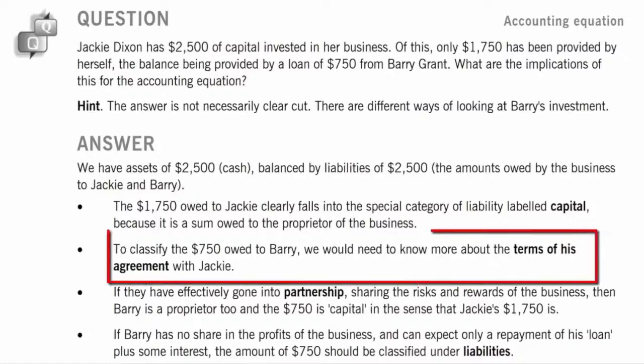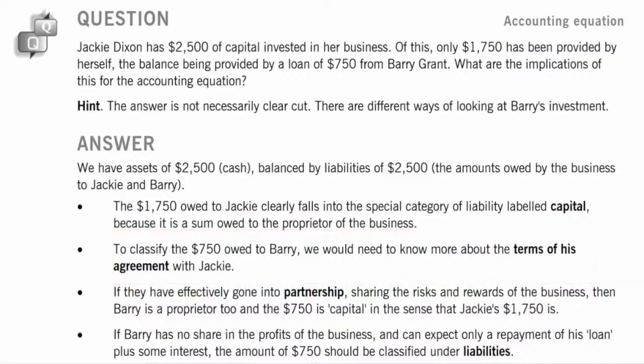Loan from Barry. The remaining $750 is money the business borrowed from Barry. But here's the important question. How should we classify this? The classification depends on the terms of the agreement between Jackie and Barry, which we'll explore next. Step 3. Understand Barry's role. Barry's $750 could be classified in one of two ways, depending on the arrangement between him and Jackie.